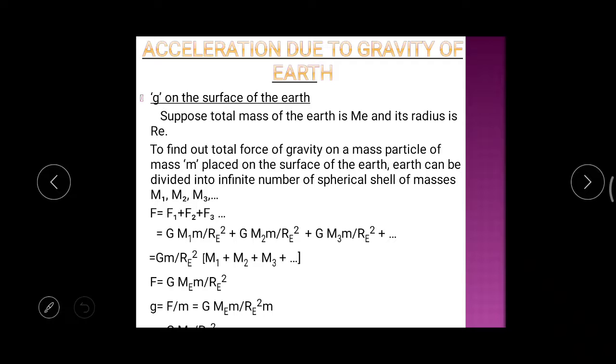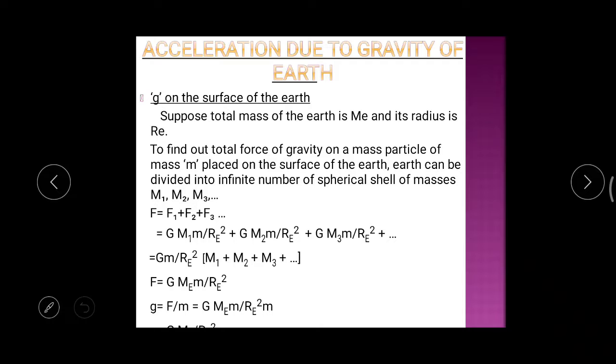So that the total mass Me will be equal to the sum of the masses of the fractions, that is m1 plus m2 plus etc up to mn. Then the force F will be equal to F1, that is the force acting between the particle of mass small m which is situated at the surface and the fractional mass m1, plus F2, likewise F3, etc up to Fn.